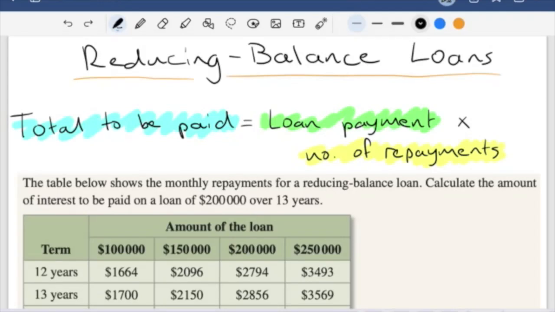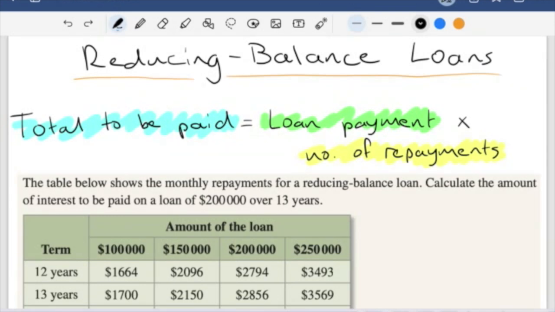Okay, so in this video, we are looking at reducing balance loans. And this is where we start getting into the more life applicable section of this particular course. Now, mainly what we're going to be doing in this video is finding the total amount to be paid on a loan. And we're going to figure this out by taking our loan payment, which we have here highlighted in green. This is basically our monthly payment that we are making on the loan.